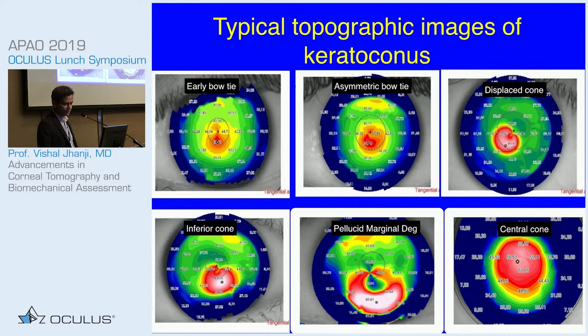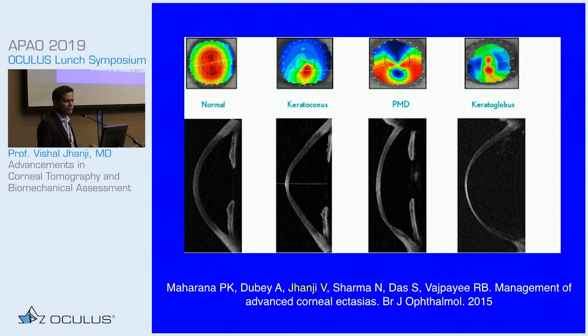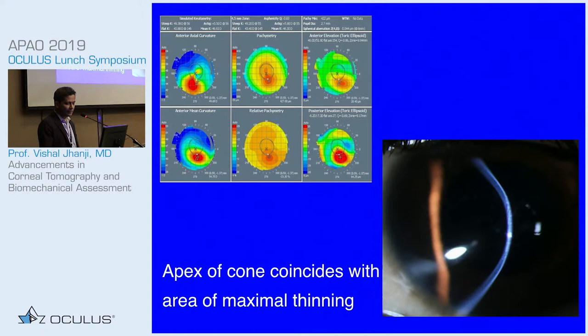So basically, this image tells us how the changes on corneal topography mimic the changes that you can see on anterior segment tomographic images. The apex of the cone almost coincides with the area of maximal thinning in most cases of keratoconus. So corneal tomography really changed the way we looked at keratoconus.